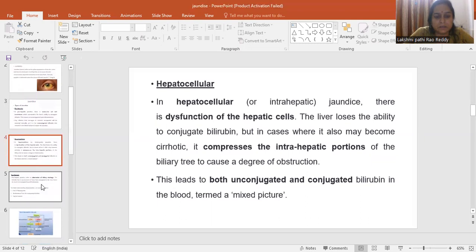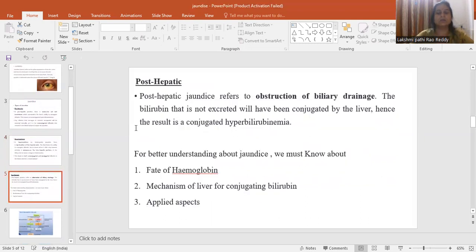Next, post-hepatic jaundice. Post-hepatic jaundice refers to obstruction of biliary drainage. So there is a problem at the level of drainage. The bilirubin which is not excreted will result in conjugated type of hyperbilirubinemia.